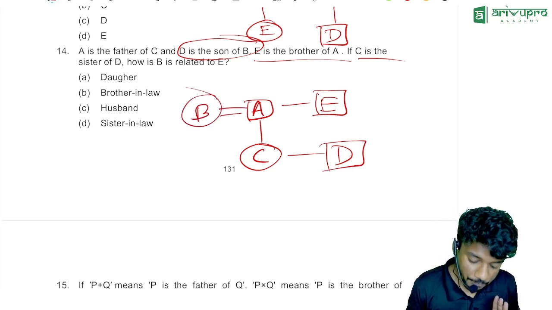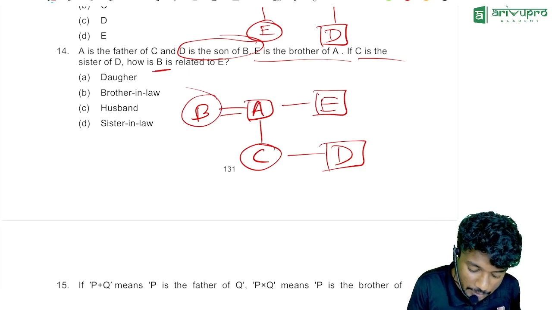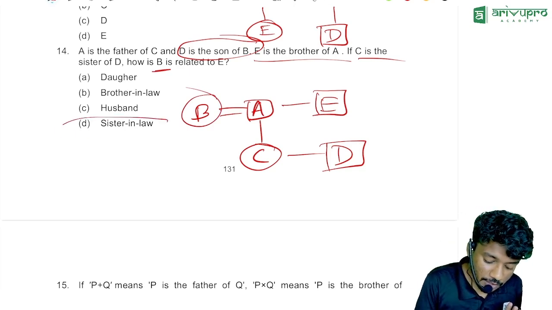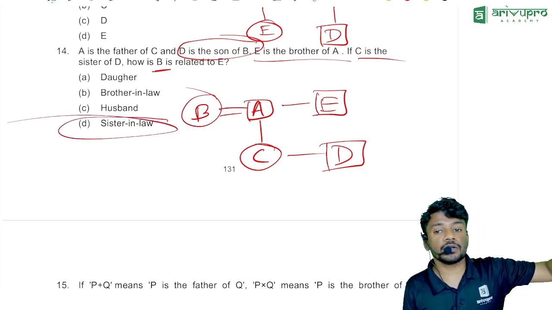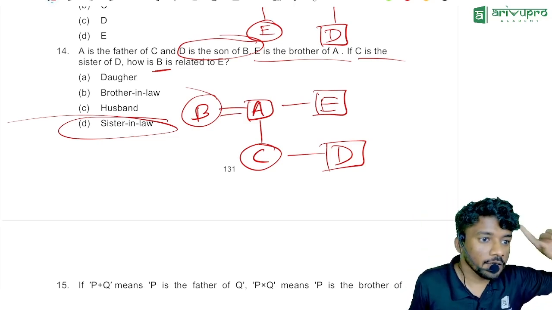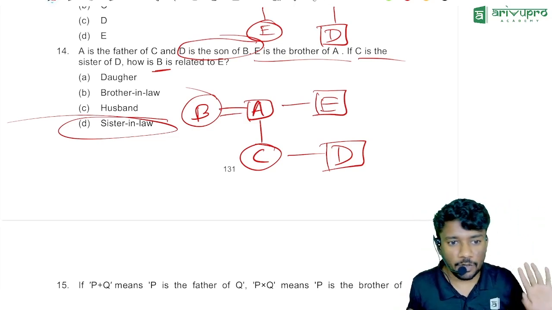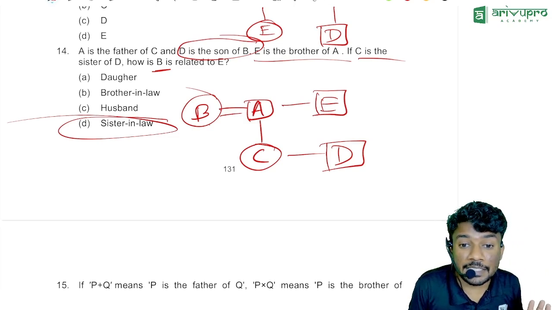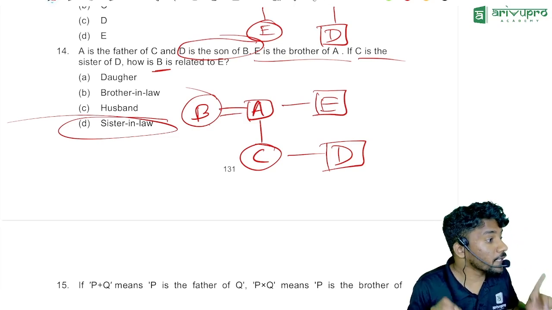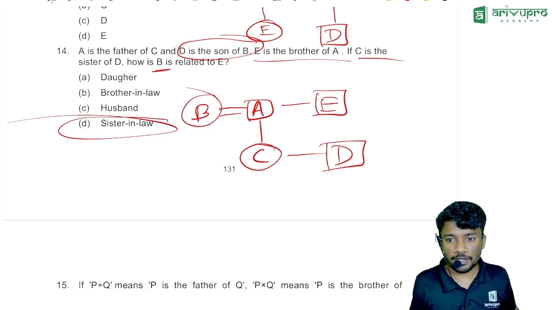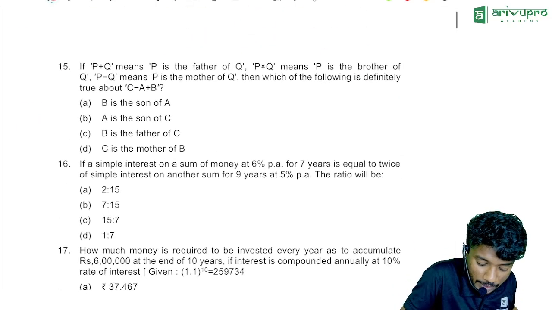Answer is, how is B related to E? Sister-in-law. How is Sachin Tendulkar related to Arjun Tendulkar? Father. So how is B related to E? Sister-in-law. We are talking with respect to B. So always consider B's gender. Okay? Yes. Now look at the next question.